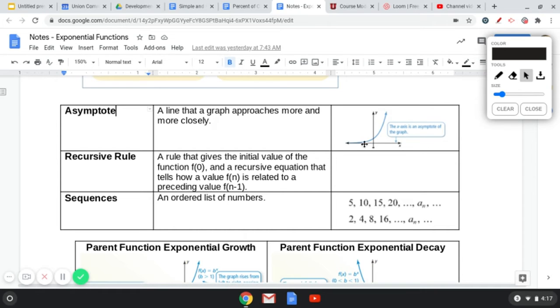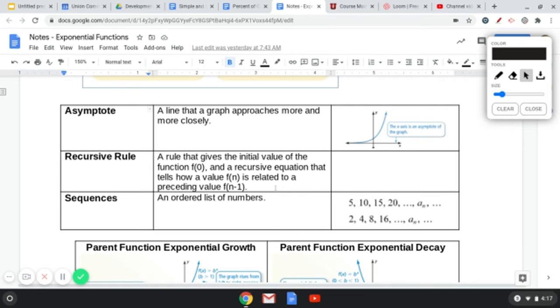For example, this blue line here, see this line, if we go to the left, this will approach the x-axis, it'll get closer and closer and closer to it. That means that the x-axis is an asymptote for this graph, because the graph will get closer and closer and closer to it.